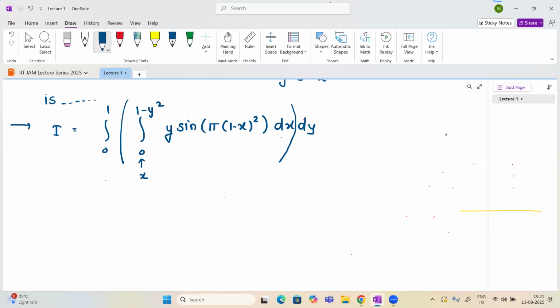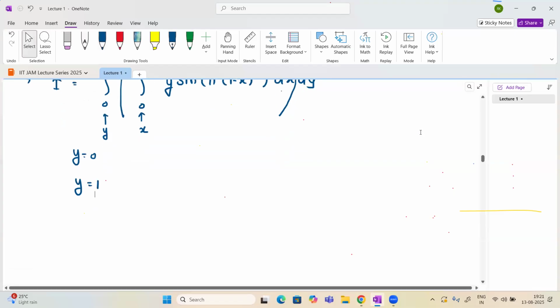Okay, we will check. And the outer integration is with respect to y. Getting the point? Inner integration with respect to x, outer integration with respect to y. That means these are the limits of y, which are y is equal to 0 and y is equal to 1. Getting? And what will be the limits of x? Tell me. What will be the limits of x?